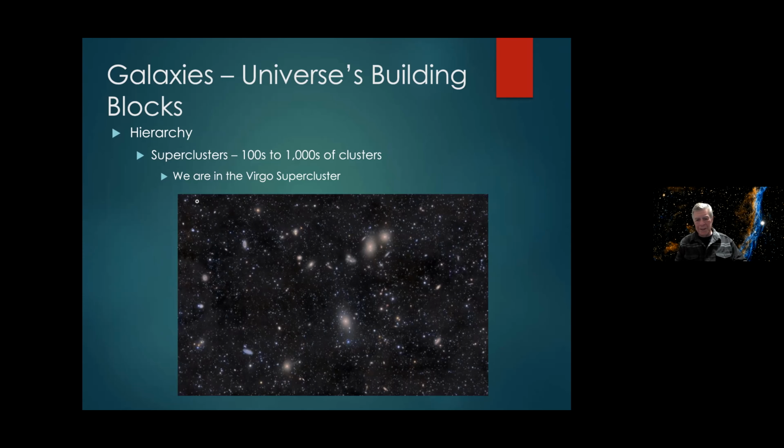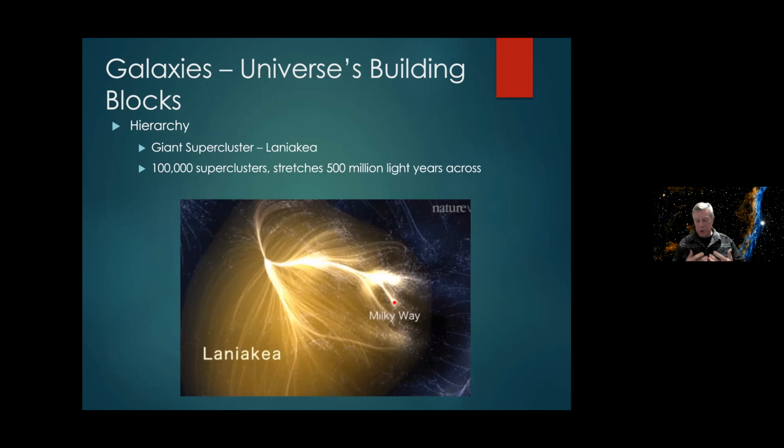And then, boy, we have to take it up another notch, and this is where it just becomes phenomenal. We start talking about giant superclusters like Lenticular, which is hundreds of 100,000 superclusters stretching out over 500 million light years across. And you can see our little Milky Way on one of the outskirts of this giant supercluster.